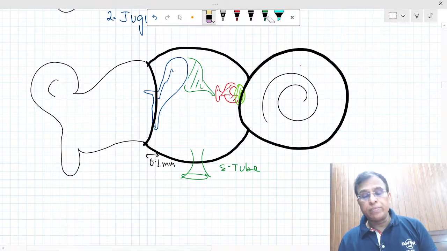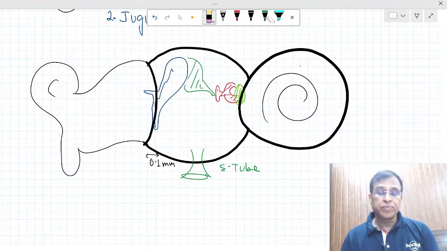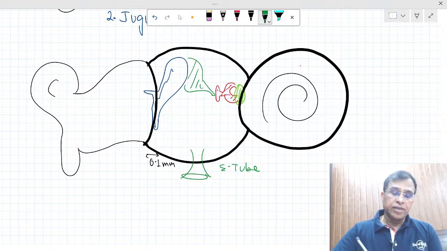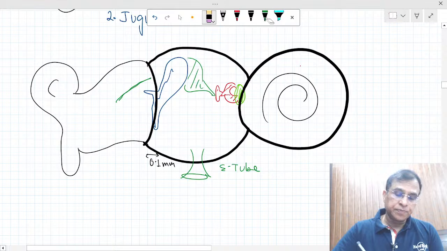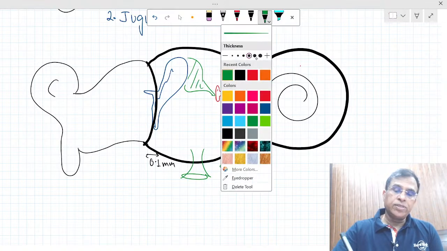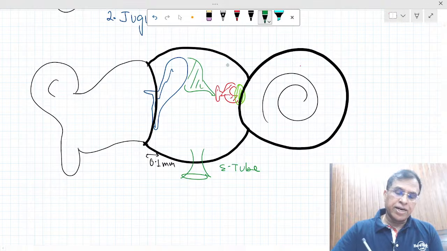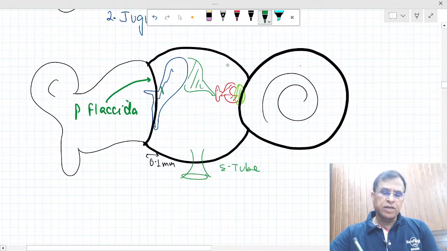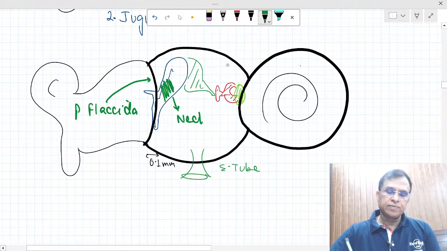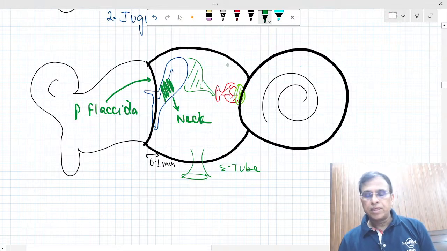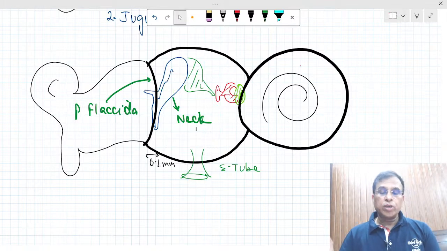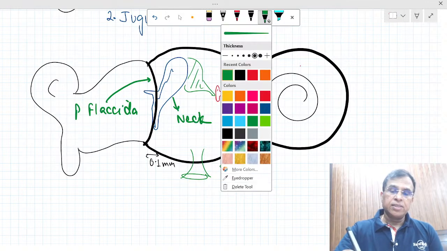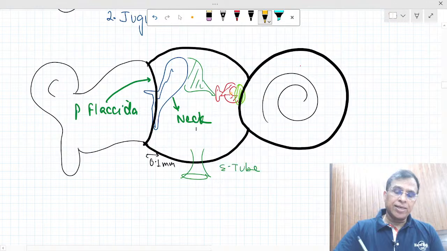Now the second thing that I want to explain is this. See, in this diagram, if I ask you what is this part, so obviously you will say that this is the pars flaccida of the tympanic membrane. The top part is pars flaccida, Shrapnell's membrane. This part of the malleus is the neck of malleus. Now from the neck of malleus to the pars flaccida, there is a ligament going like this.